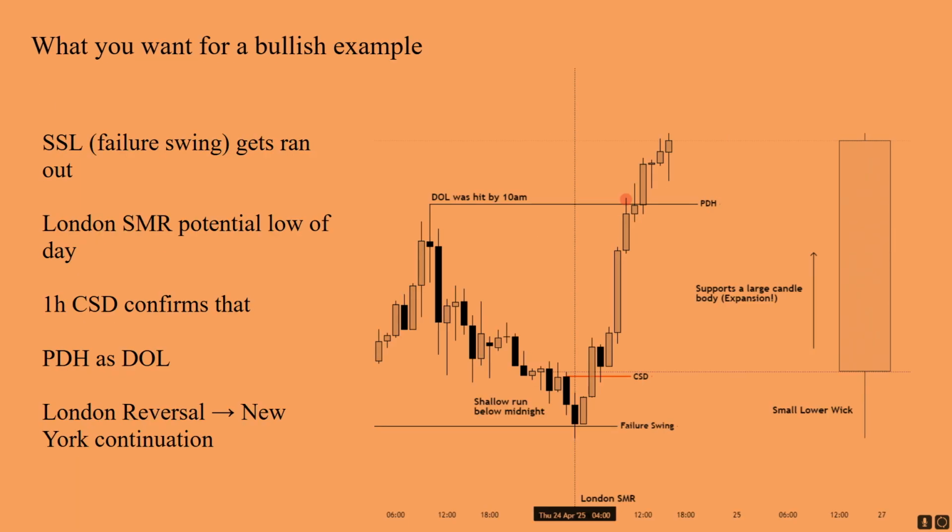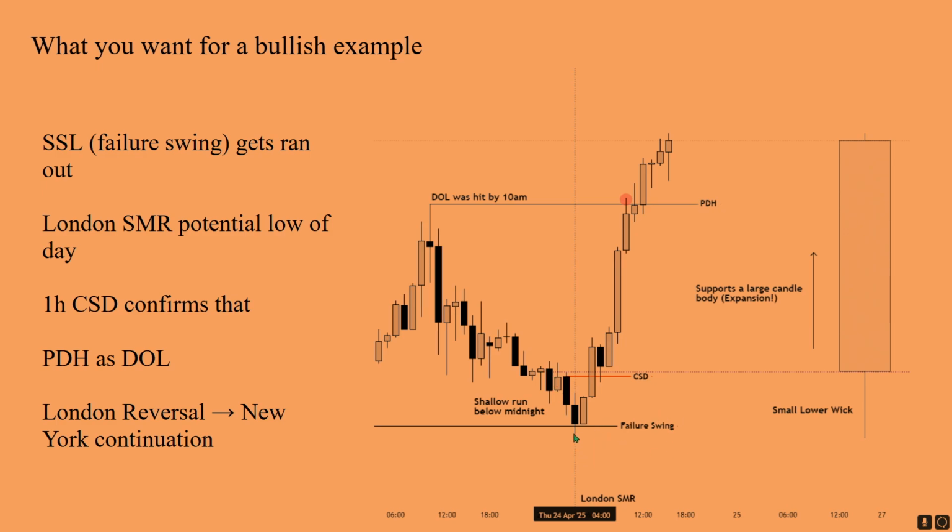So this is what you do want to see when you're expecting a bullish candle. The sell side liquidity was run here during the London session. Your London session will be from 2 a.m. to 5 a.m. The London SMR, which stands for Smart Money Reversal, is the potential low of the day. So you can see how price is manipulating this sell side liquidity pool, which is marked as the failure swing.